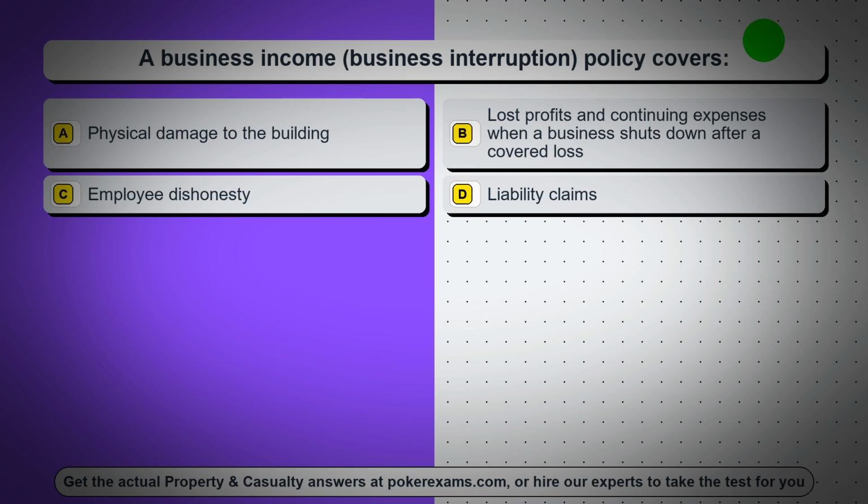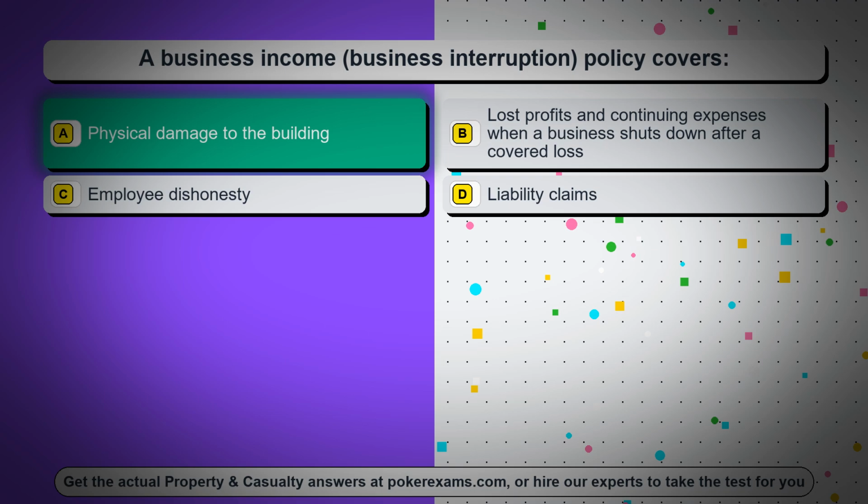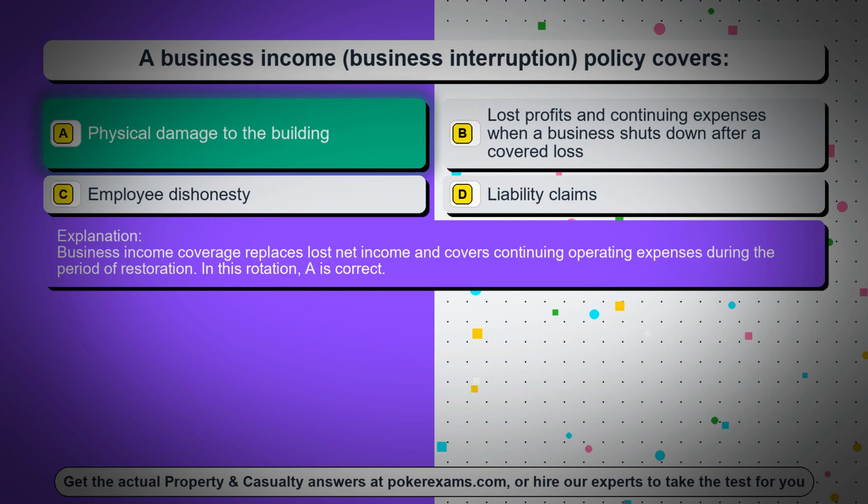Question 30. A business income, business interruption, policy covers: Option A, physical damage to the building. Option B, lost profits and continuing expenses when a business shuts down after a covered loss. Option C, employee dishonesty. Option D, liability claims. The correct answer is option A, physical damage to the building. Business income coverage replaces lost net income and covers continuing operating expenses during the period of restoration. In this rotation, A is correct.